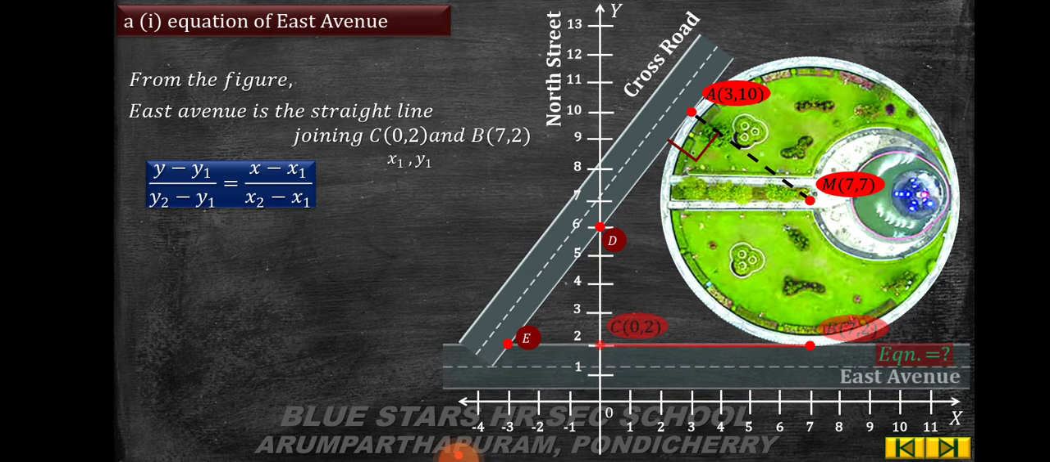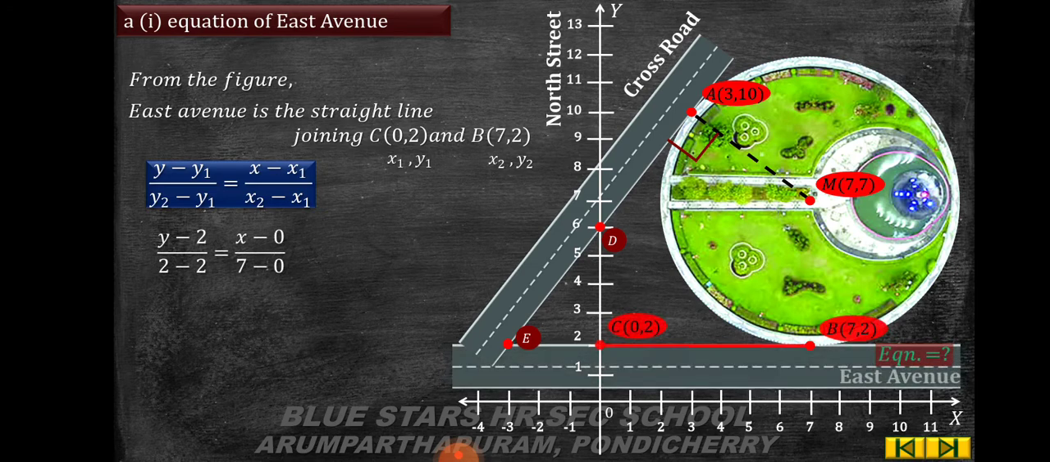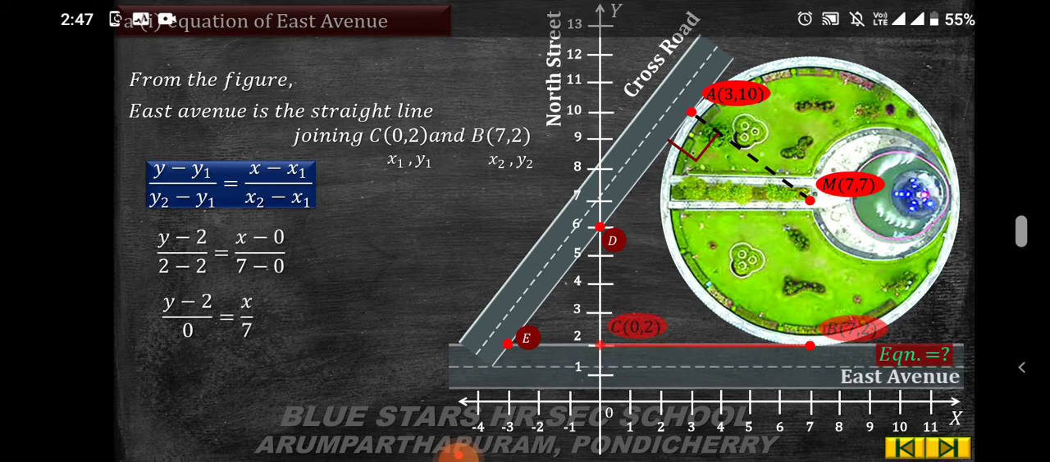So here C is the point (x1, y1) and B is the point (x2, y2). Substitute the values in the formula. Y minus y1 value is 2, divided by y2 value 2 minus 2, which is equal to x minus x1 value 0, divided by x2 is 7, 7 minus 0. So which is equal to (y minus 2) divided by (2 minus 2) is 0, which is equal to x by 7.